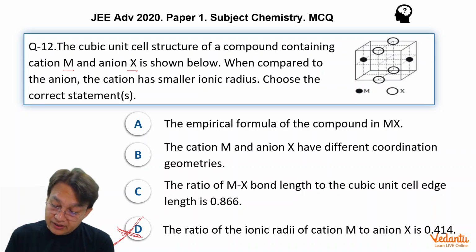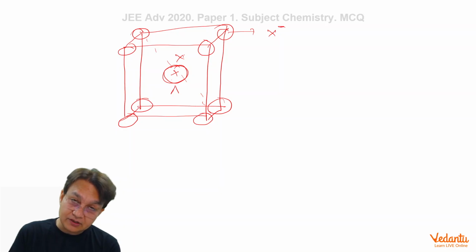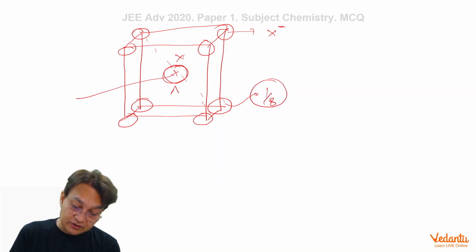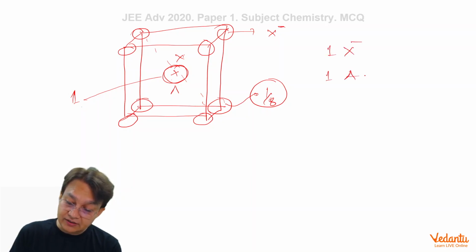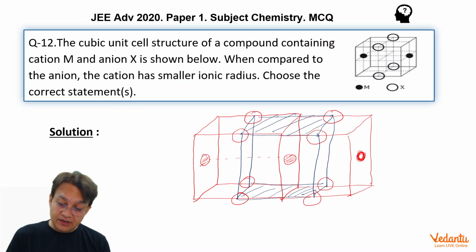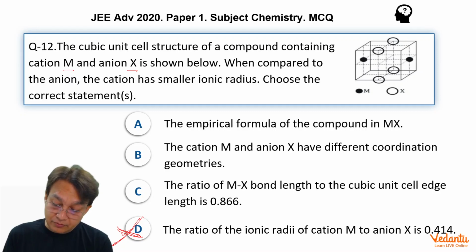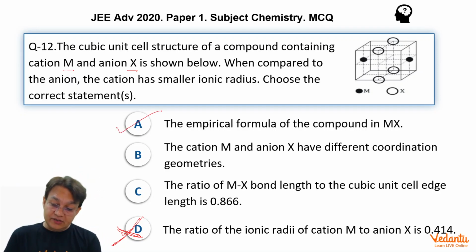Now if you want to check the empirical formula, how many X negatives are there in this unit cell? These atoms contribute, as you know, 1 by 8, and this atom will contribute 1. So you have 1 X negative here, and you have 1 M here, which means that the formula is MX. The empirical formula is MX, so option 1, the empirical formula of the compound is MX, is of course correct.